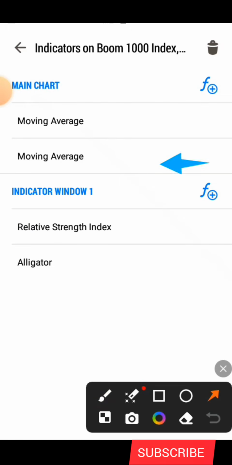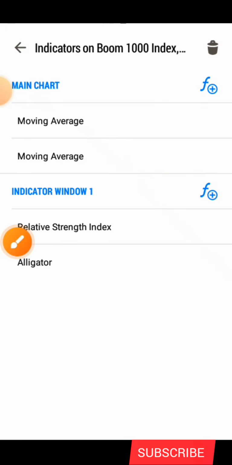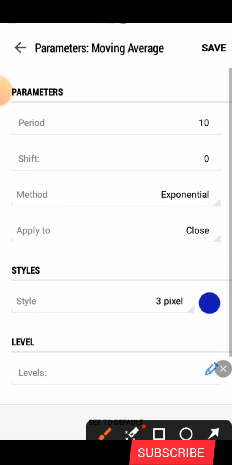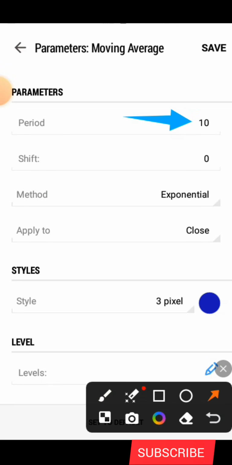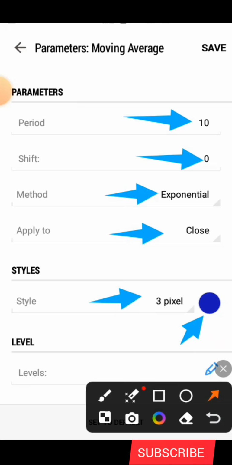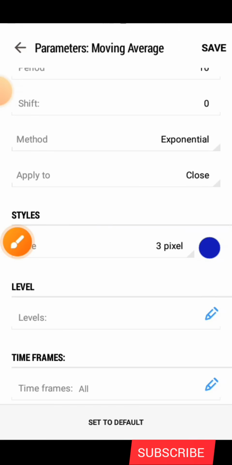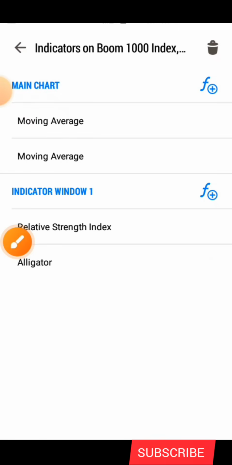Now the second indicator is also a moving average. You click on it. The period here is 10, the shift is 0, the method is exponential, apply to is close, the style is 3 pixels, and the color is blue. Then you click on save.